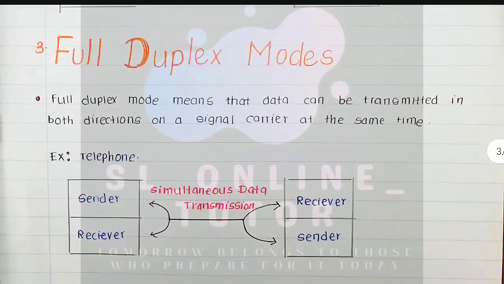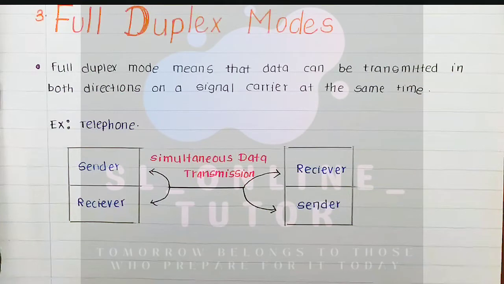Full duplex mode. Full duplex mode means that data can be transmitted in both directions on a signal carrier at the same time. Example, telephone. You can consider this figure to get a clear understanding of the full duplex mode.